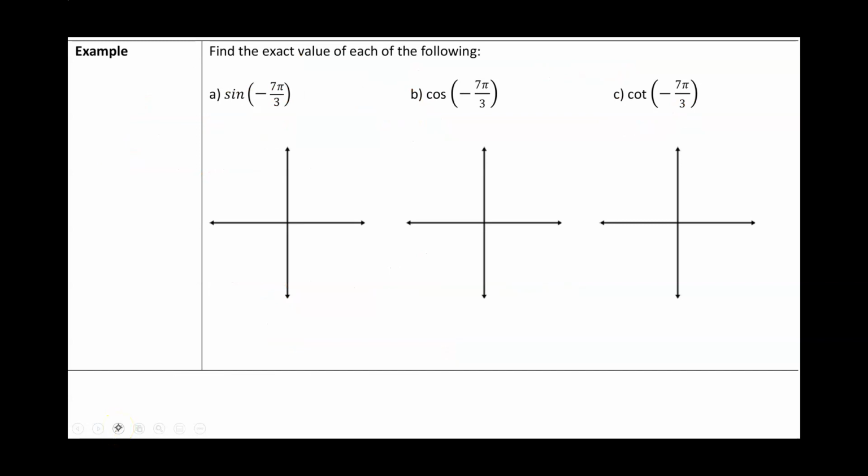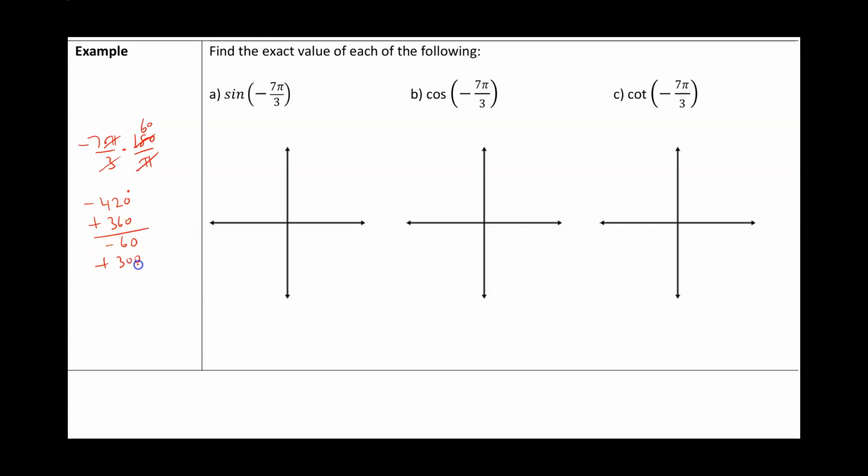Okay, let's find the exact value of each of the following. First off, I need to know what is negative 7 pi over 3 in degree form. So I'm going to multiply this by 180 over pi. These are going to cross out. 3 goes into 180 60 times. 60 times negative 7 is negative 420 degrees. I need a coterminal angle between 0 and 360. So I'm going to add 360. This gives me negative 60 degrees.